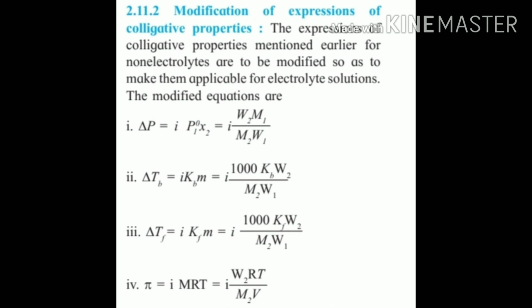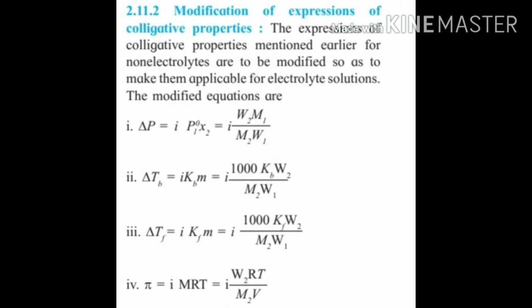Now the next topic is modification of expression of colligative properties. Now we have studied the four colligative properties for non-electrolytes, right? That is lowering of vapor pressure, depression in freezing point, boiling point elevation, and osmotic pressure. Okay, now the modification that we have to do is we just have to put the Van't Hoff factor I in front of all the formulas so that these formulas become applicable to the colligative properties of electrolyte solutions.